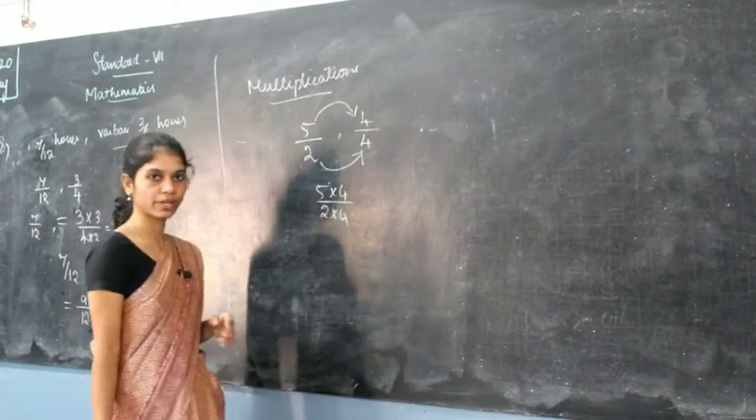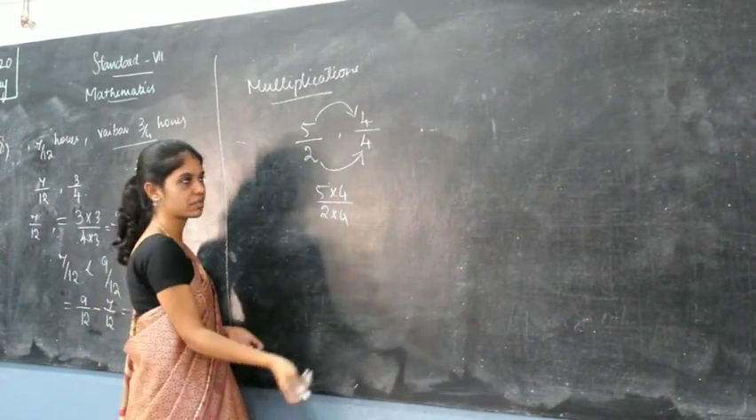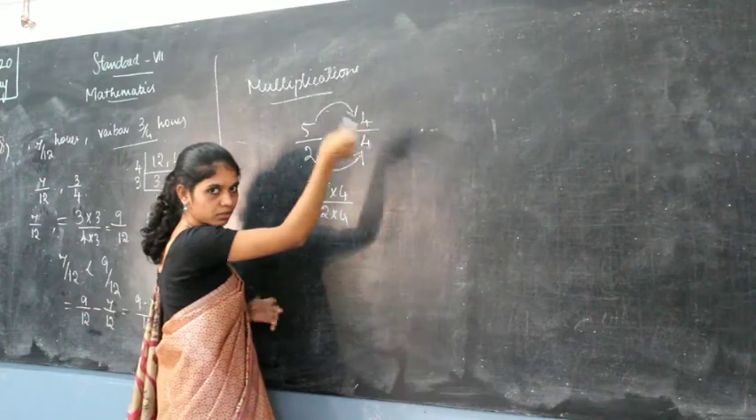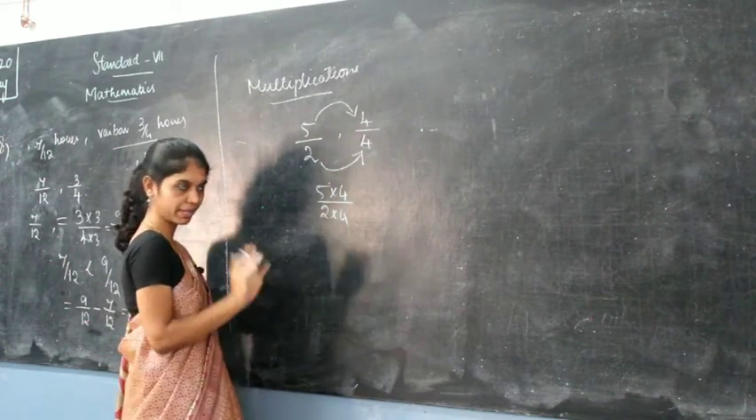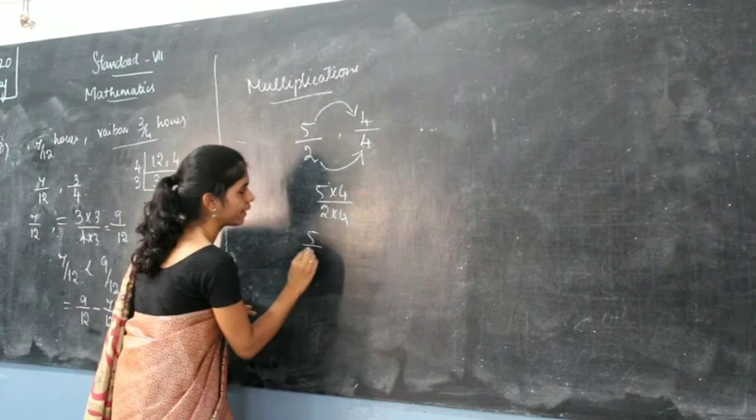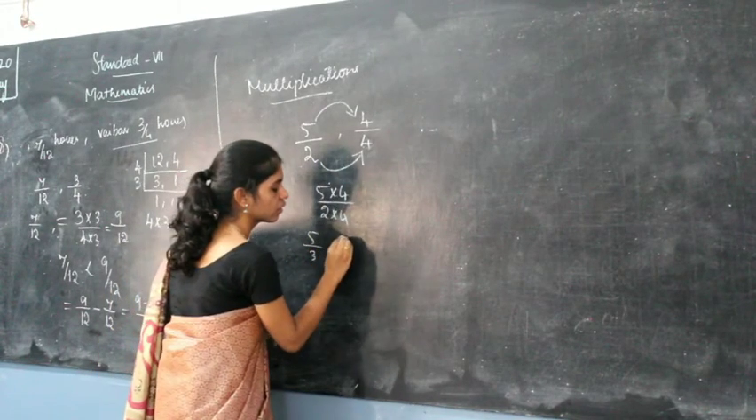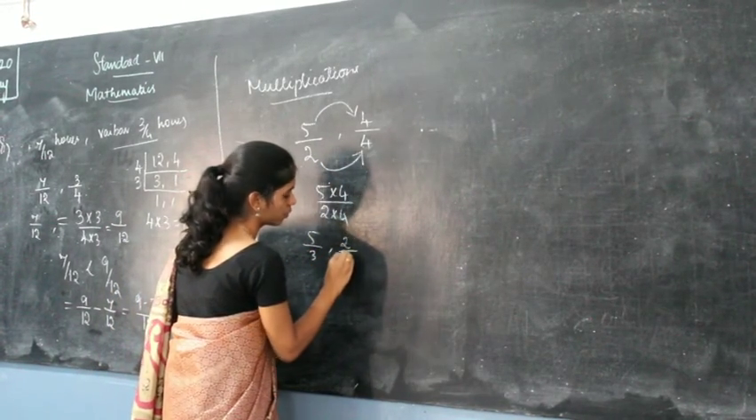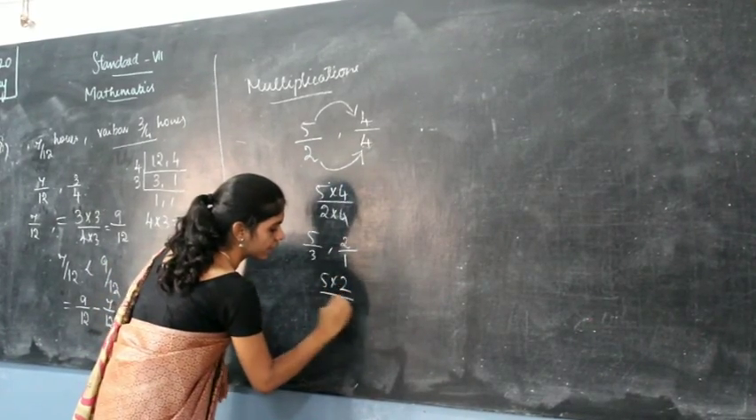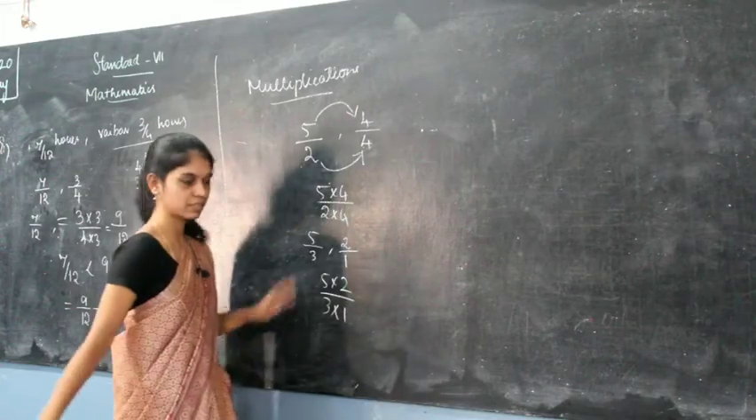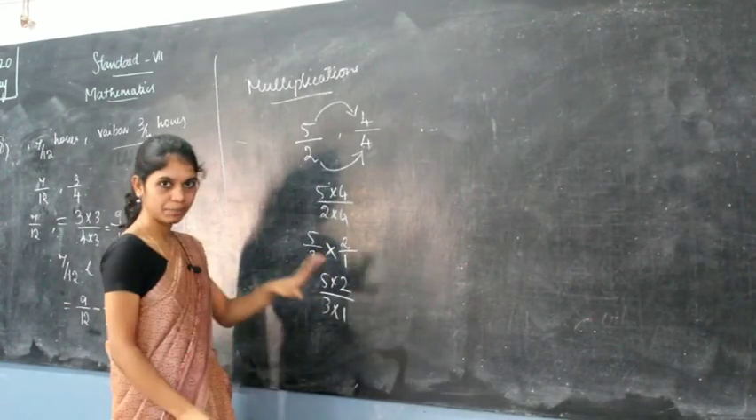Okay. For any numbers, not only common denominators and numerators, we can multiply all the numbers like this. If you have 5 by 3 and 2 by 1, then you have to multiply 5 into 2 divided by 3 into 1. This is how you should multiply the fractions.